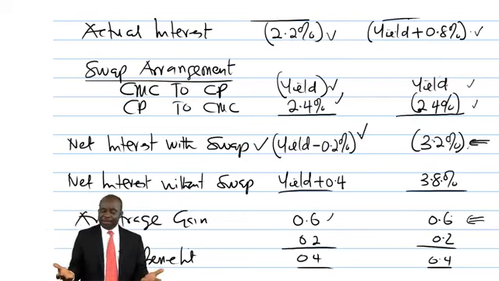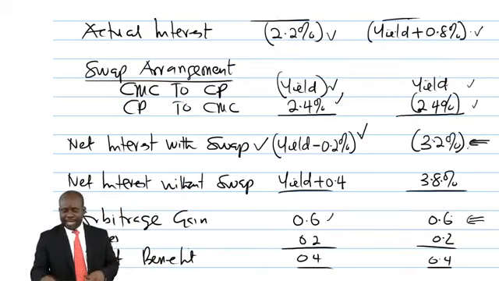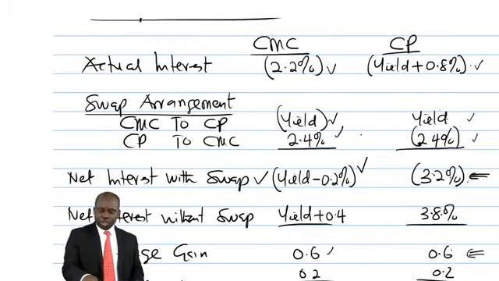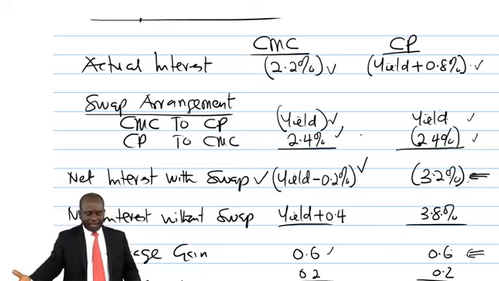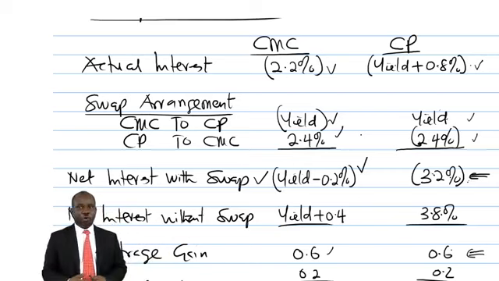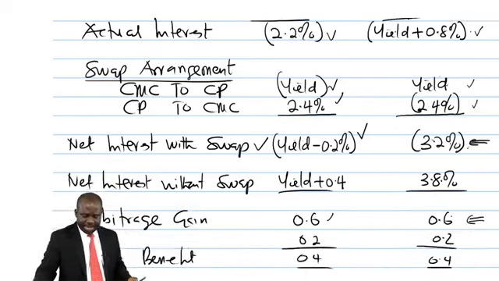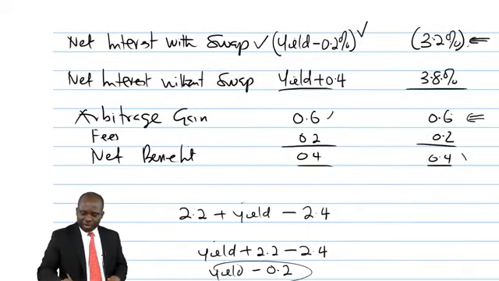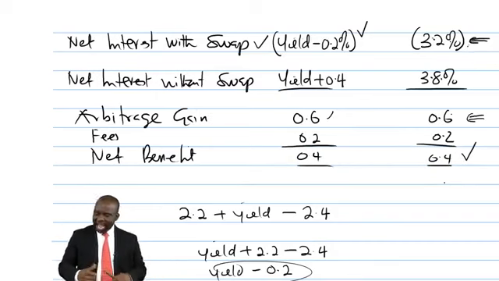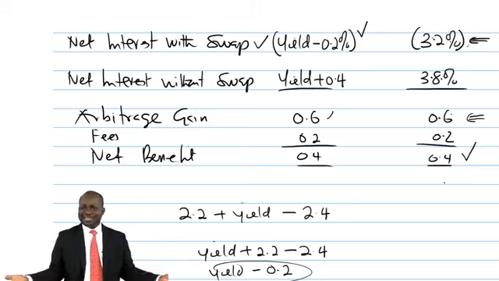And the swap arrangement that you're going to suggest to the examiner is that when the two parties come together, CMC should pay the yield to the CP, and then CP will pay CMC 2.4, and that is the swap arrangement that will be beneficial for the two parties to enjoy the benefit equally. So that is how far the examiner can go, and these are the swap questions.